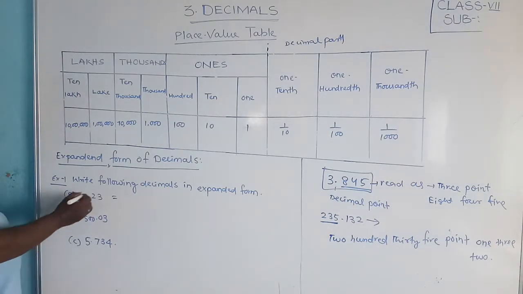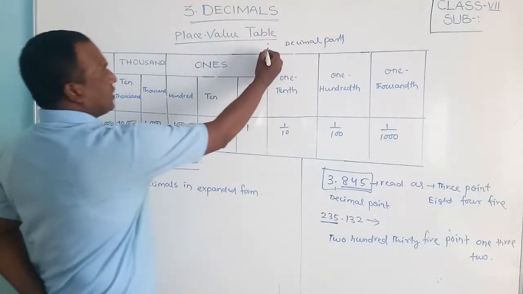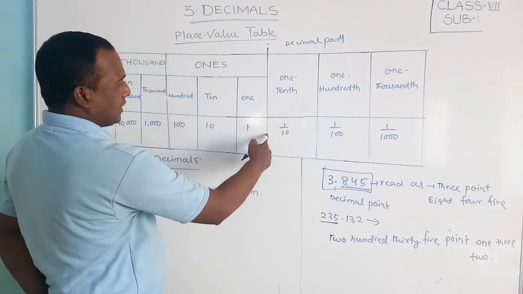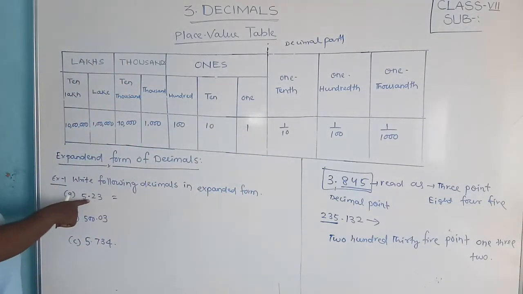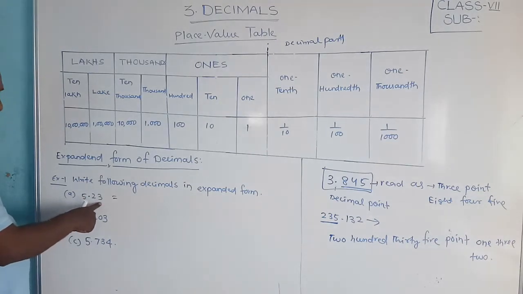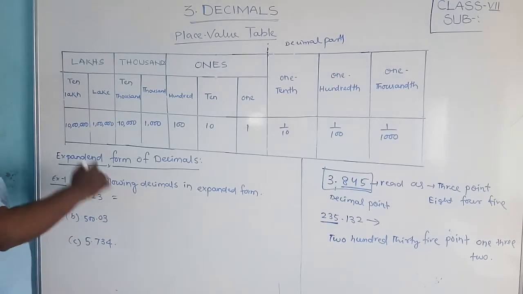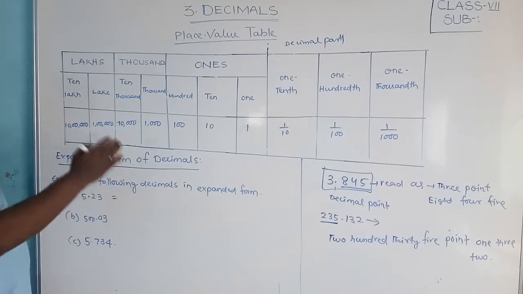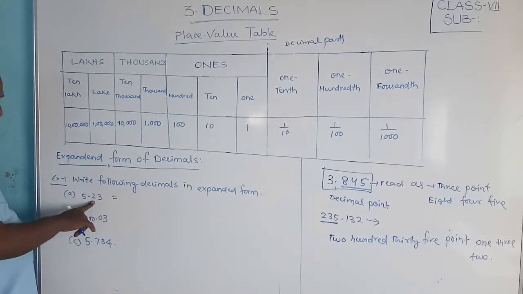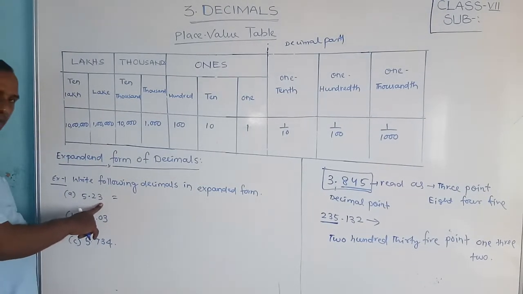5.23 means, this place from the decimal part, before the decimal point, the first one is ones place. You see this is the decimal point I told. So this is the ones place number. Then after the decimal, this is 1/10 and this is 1/100. This is the second place after the decimal. We have to go one by one like that. This is 1/10, this is 1/100.